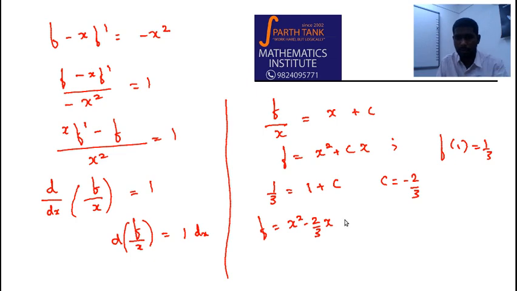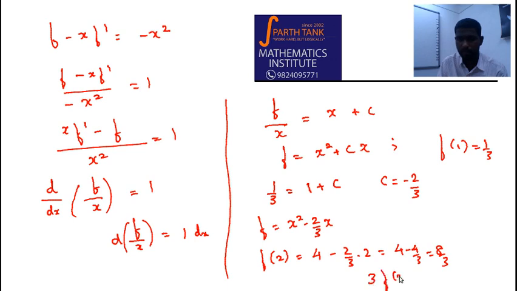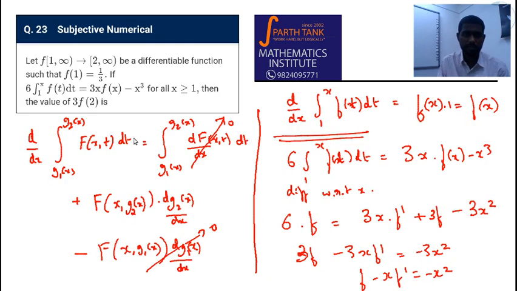Right? And the final thing we have to calculate is 3 times f of 2. So how much is f of 2? It is 4 minus 2 by 3 into 2, which becomes 4 minus 4 by 3, or 8 by 3. So 3 times f of 2 is 3 times 8 by 3, which is 8. So the answer is 8.